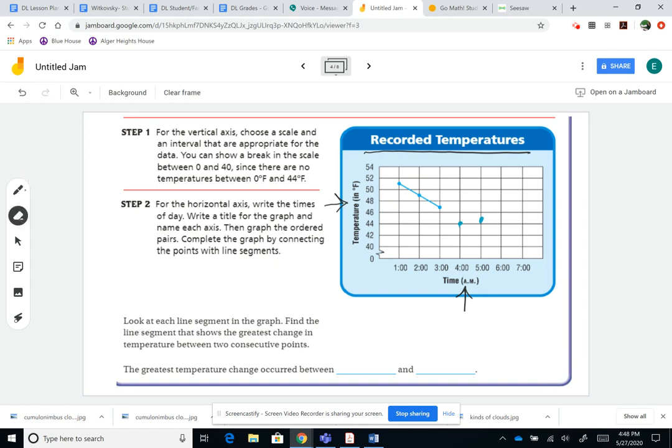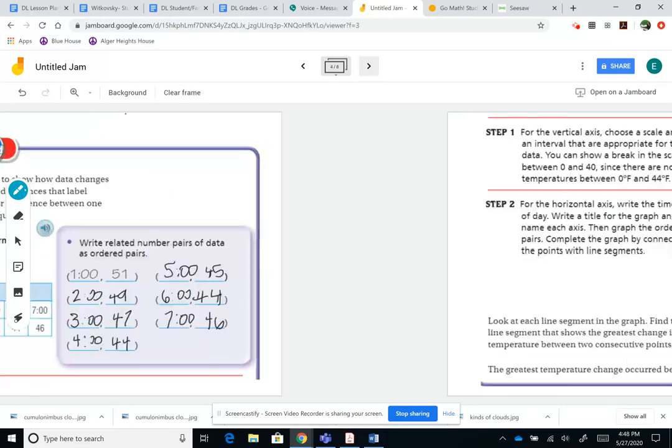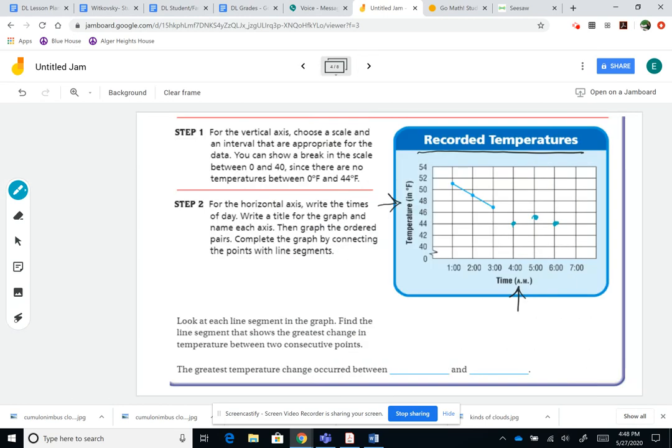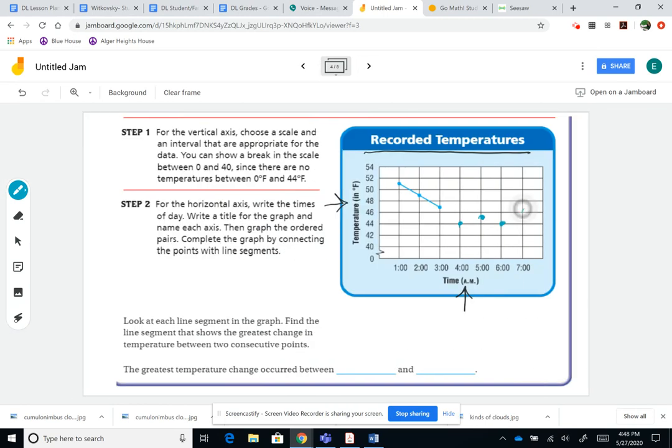So I actually don't like that one. Let me redo it. I'm going to try to get it right in the middle. That's a little bit better. So at 5 o'clock, it was 45 degrees. At 6 o'clock, it was 44 again. So I'll put that here. And at 7 o'clock, it was 46. So 7 o'clock was 46. That goes here. Now I'm going to do my best to line them all up. And not bad considering it's on the computer.